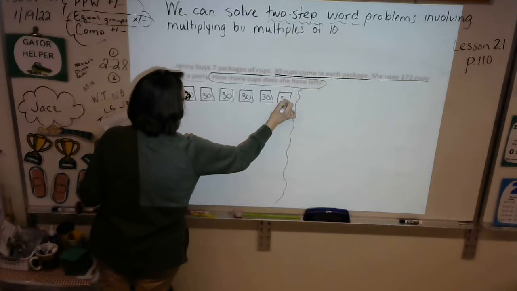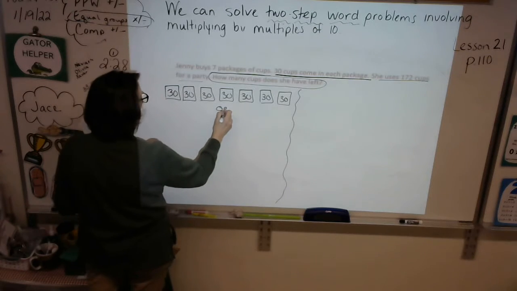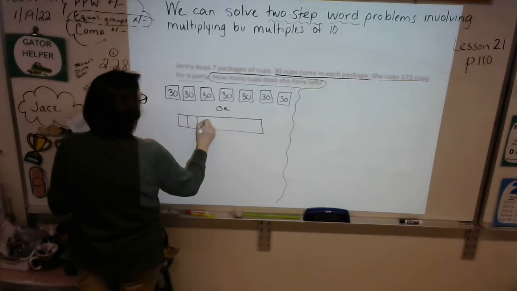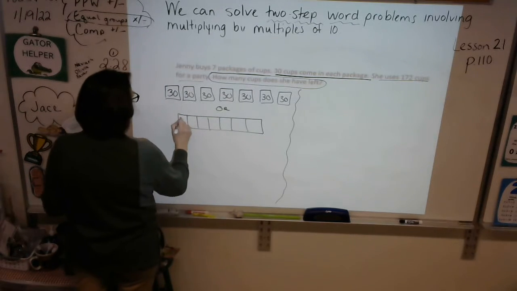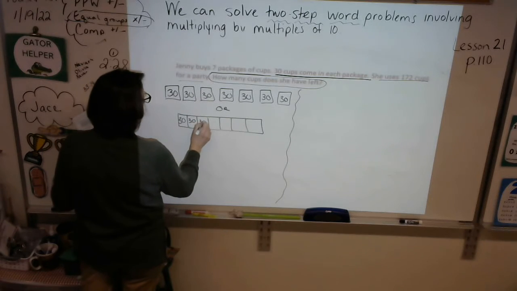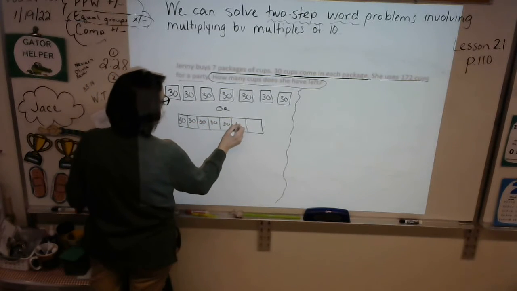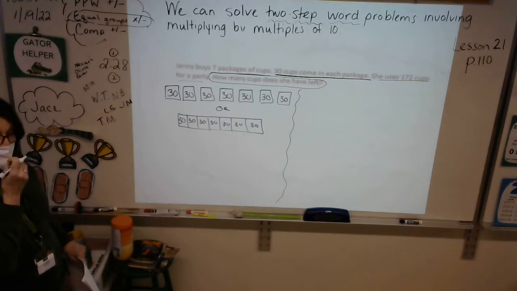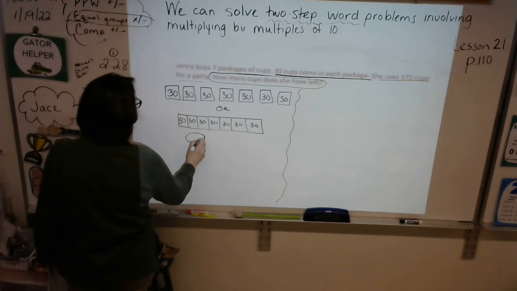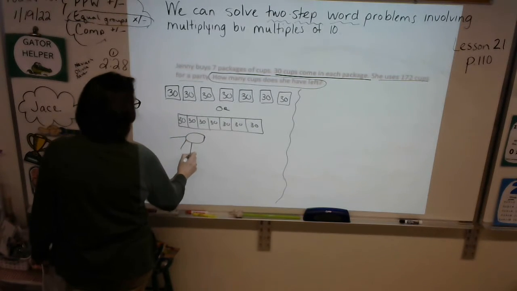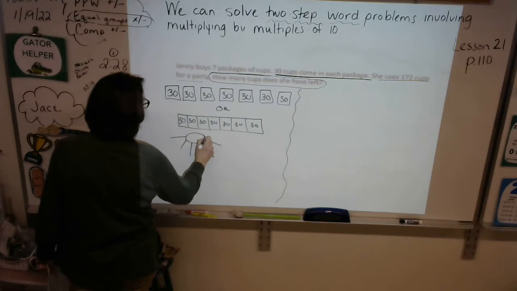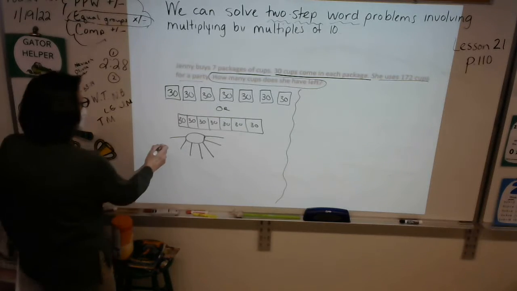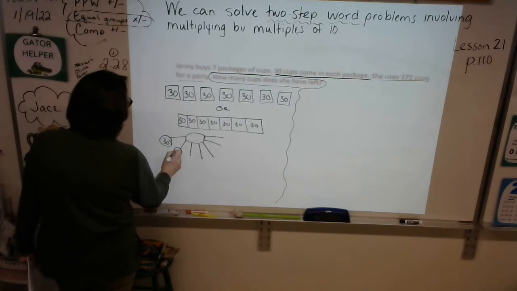Some people did that. Or some people did a cake diagram. And they did 1, 2, 3, 4, 5, 6. They did 7 units and they put 30 in each one. That also represents it well, doesn't it? Or I saw at least one person do a number bond, but the number bond had to look like this. It needed 1, 2, 3, 4, 5, 6, 7. It needed 7 parts for each of the 7 packages, and then we could put 30 inside each one.